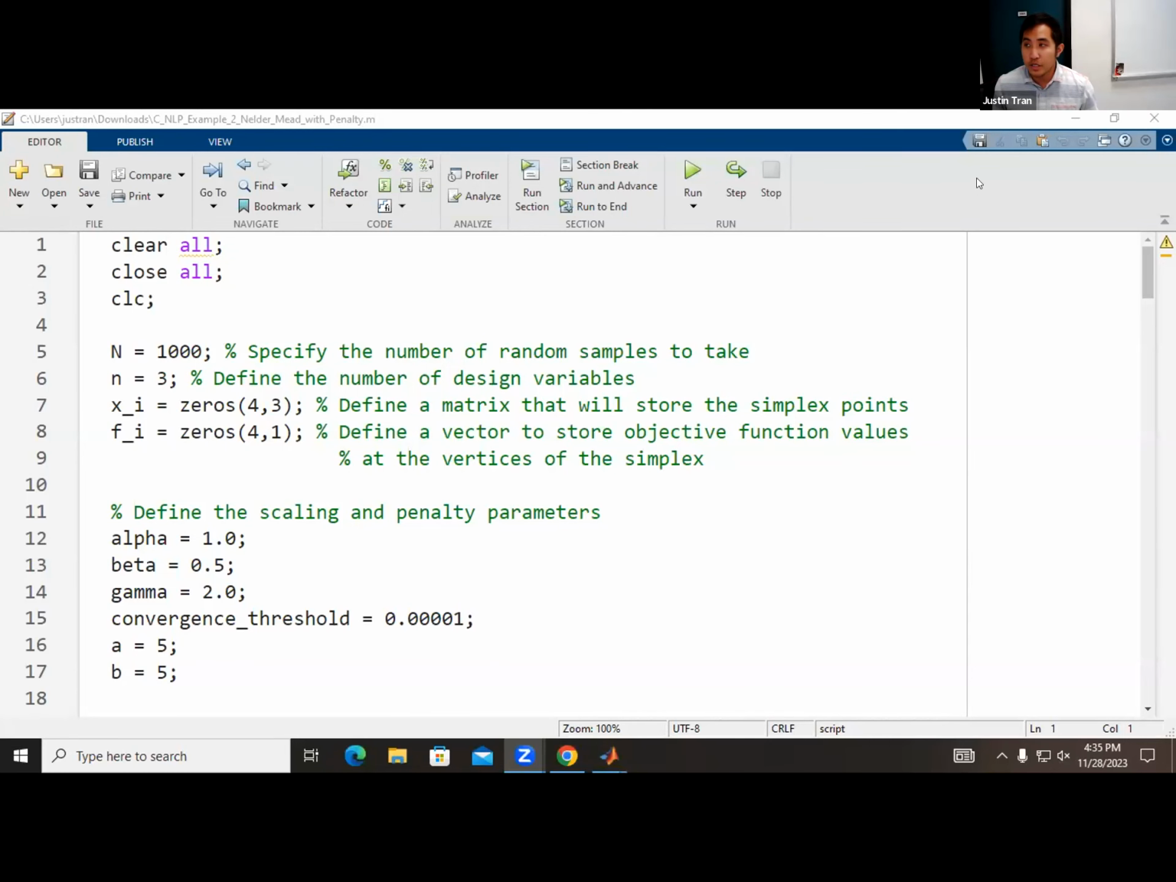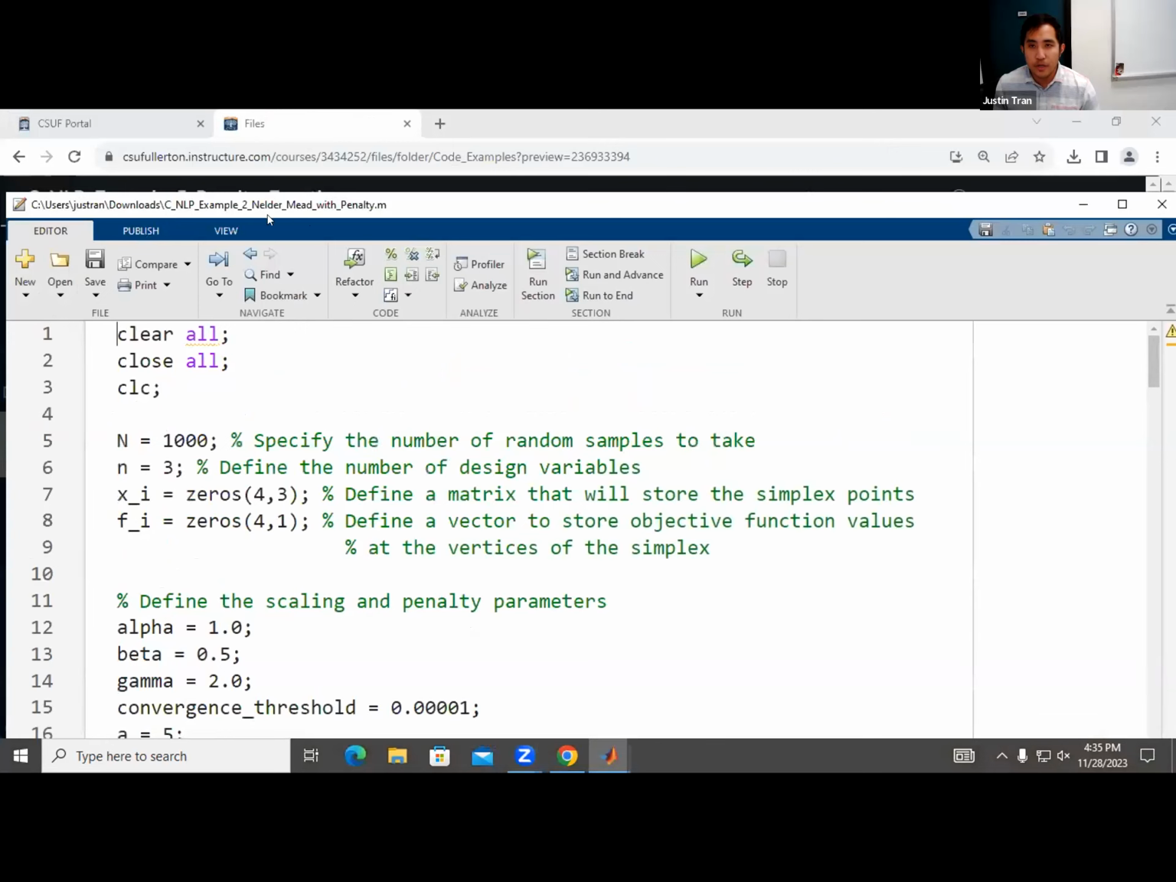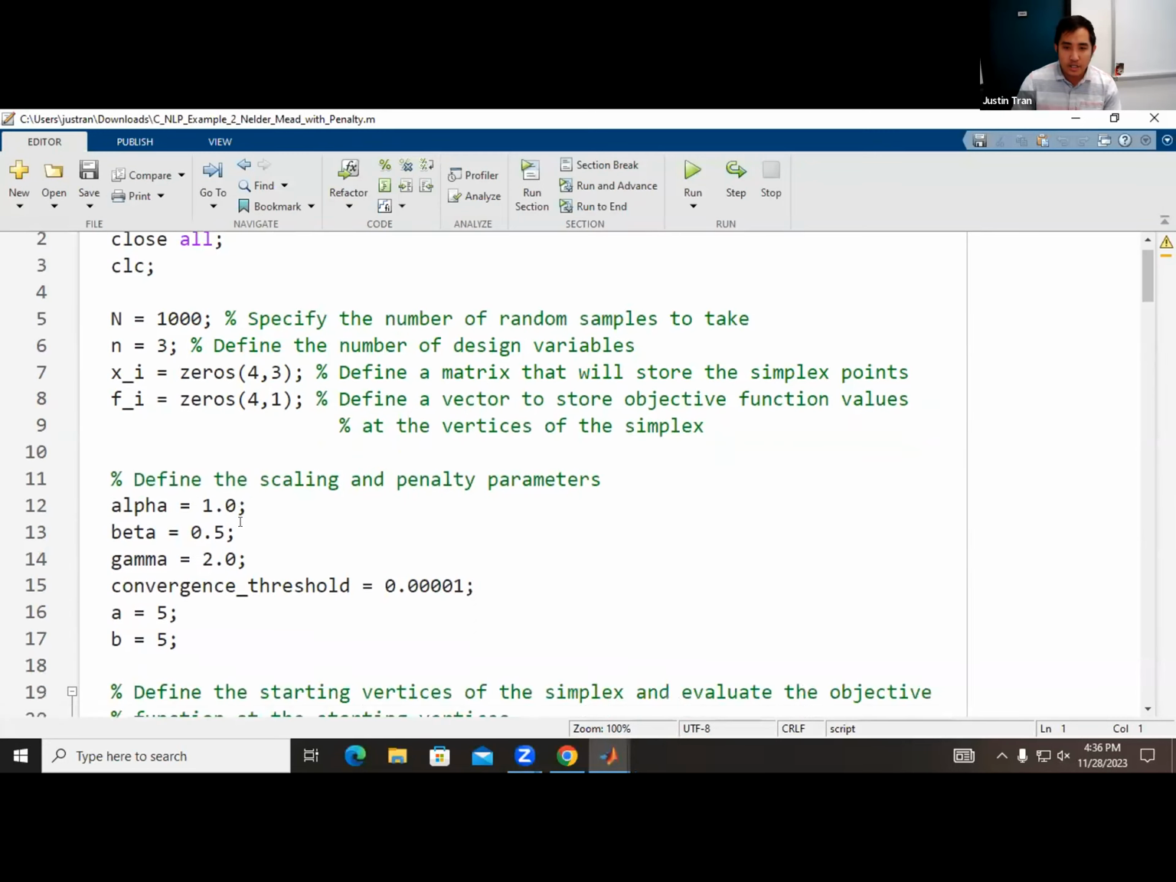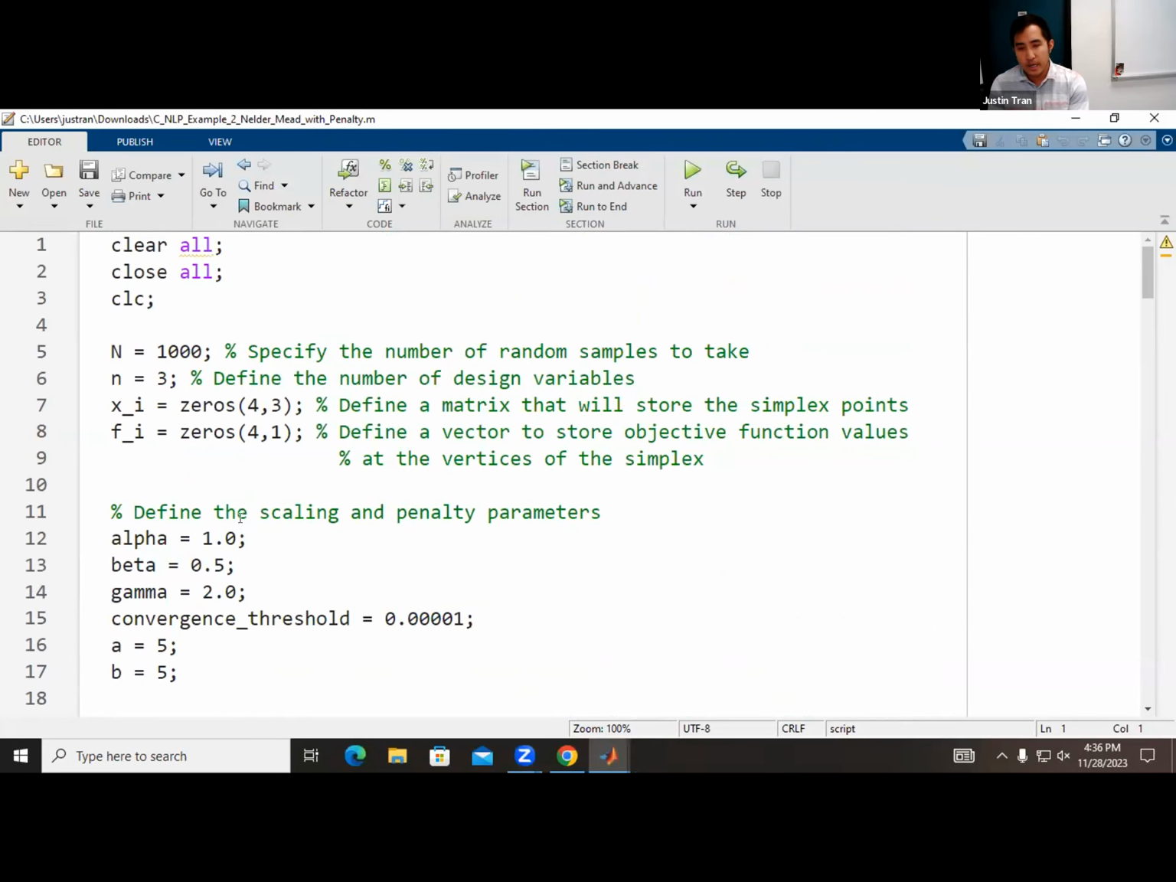Okay, so this code is available to you online. I think I need to link it to the week 15 page, right? But you can see from here, this is the file name. We have CNLP for example 2, Nelder-Mead with penalty. The majority of this code is going to be the same as normal Nelder-Mead, except the only difference is that we're adding our penalty term.